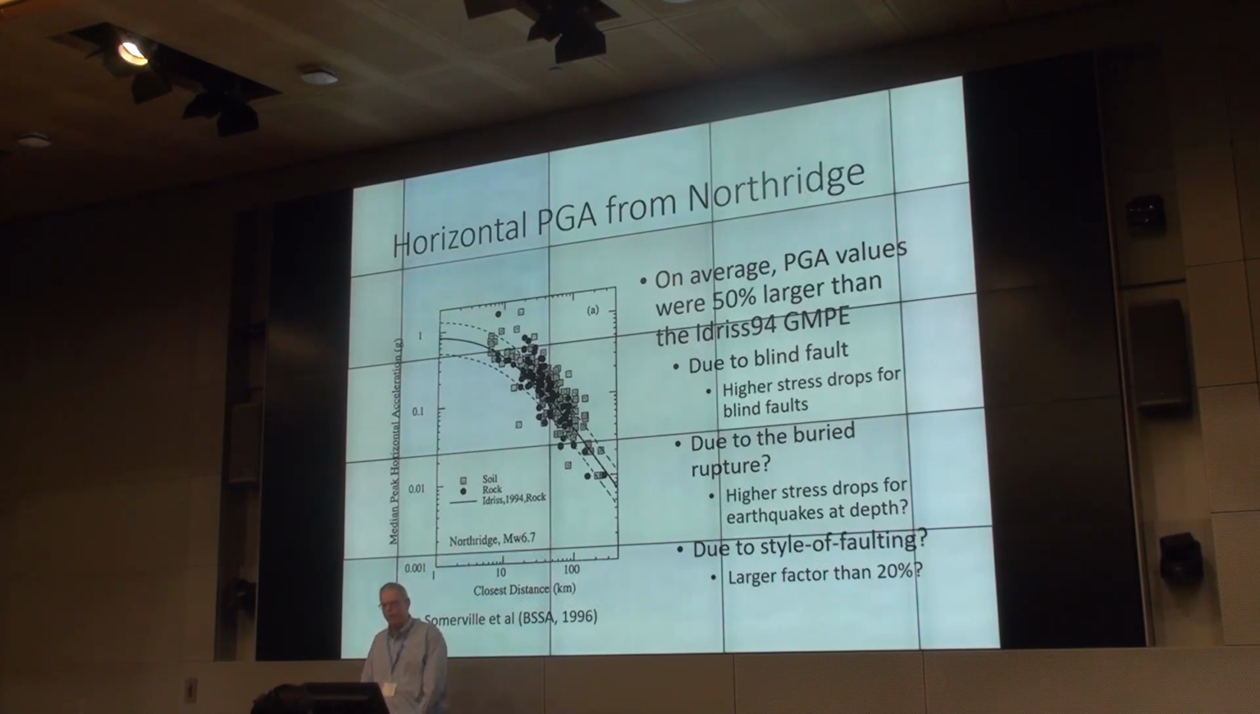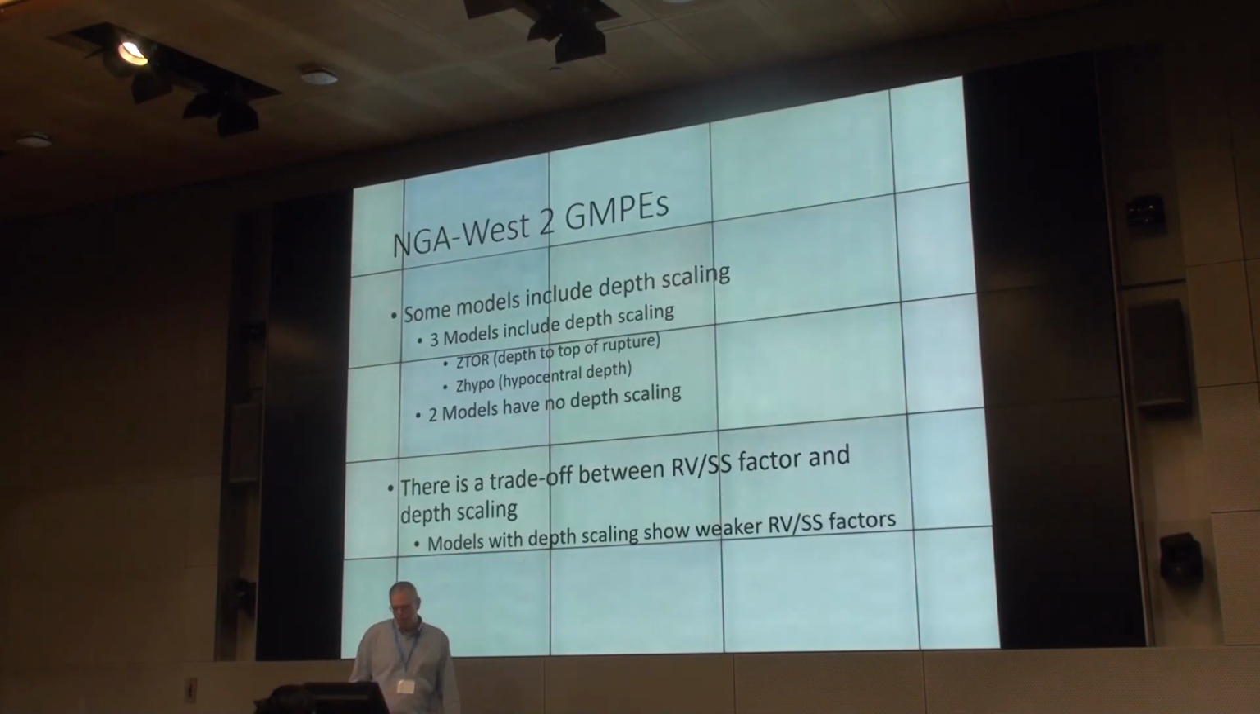Or was it because it was actually on a blind fault that doesn't reach to the surface? So the idea being there's higher stress drops from those types of earthquakes. Or the other parameter we had in our models to tweak was a style of faulting factor. That is, are reverse earthquakes stronger compared to strike slip than we had thought in the past? Okay, so then when we start to look at what's happening now, our models that we use now, almost all of them will include some sort of depth scaling.